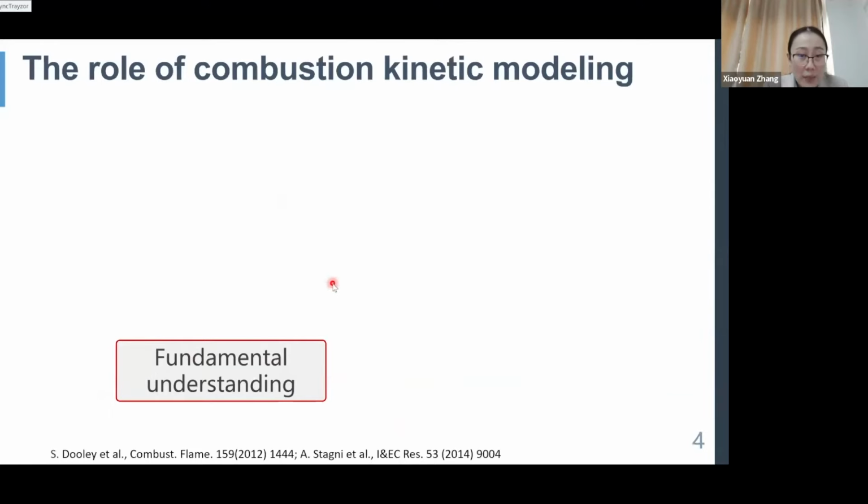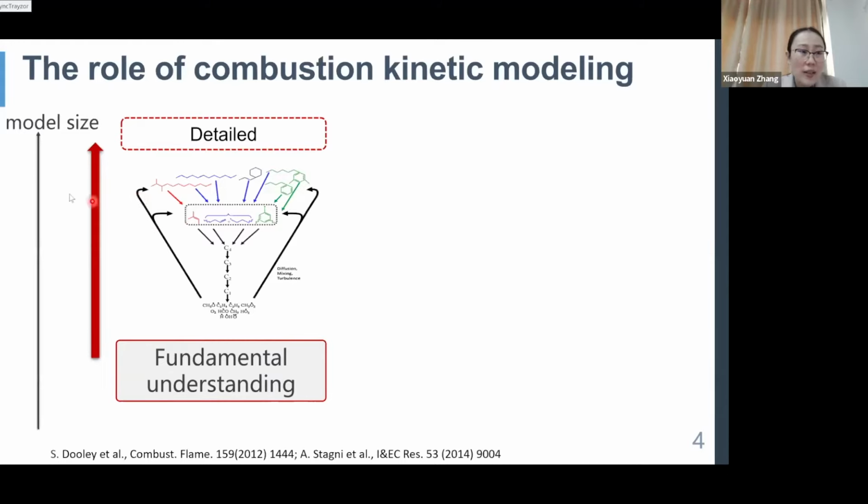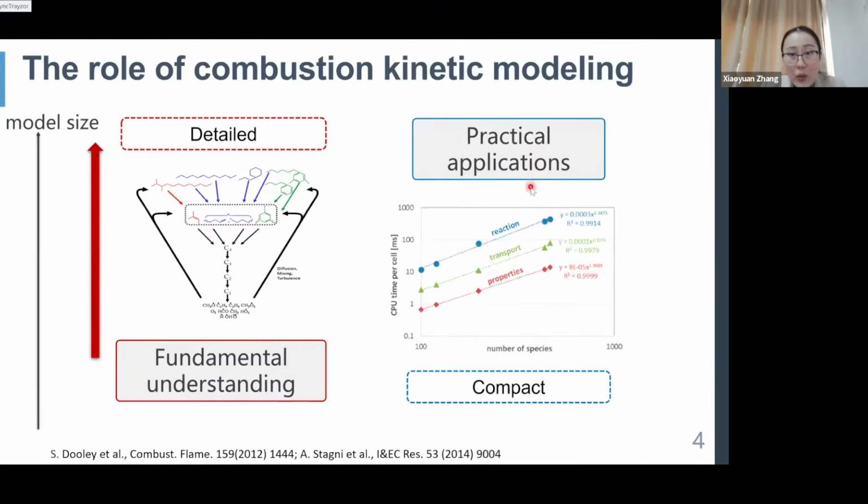A kinetic model can be used to describe the combustion chemistry, and it mainly has two purposes. The first one is for fundamental understanding. This requires a model to be detailed enough so it can reveal how the fuel decomposes to some key intermediates and how the intermediates influence the heat release and the pollutant formation. So this probably results in an increase in model size. Well, another purpose is for practical applications.